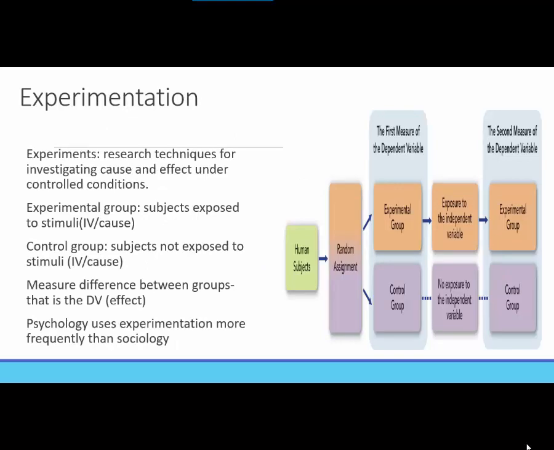And then we come to experimentation. Experiments are research techniques for investigating cause and effect under control conditions. You have an experimental group. Those are the subjects that are exposed to the stimuli. This is the independent variable, what you are arguing is the cause. And then you have a control group who are not exposed to the stimuli. And then you measure the difference between the groups, and that lets you see your dependent variable, the effect.